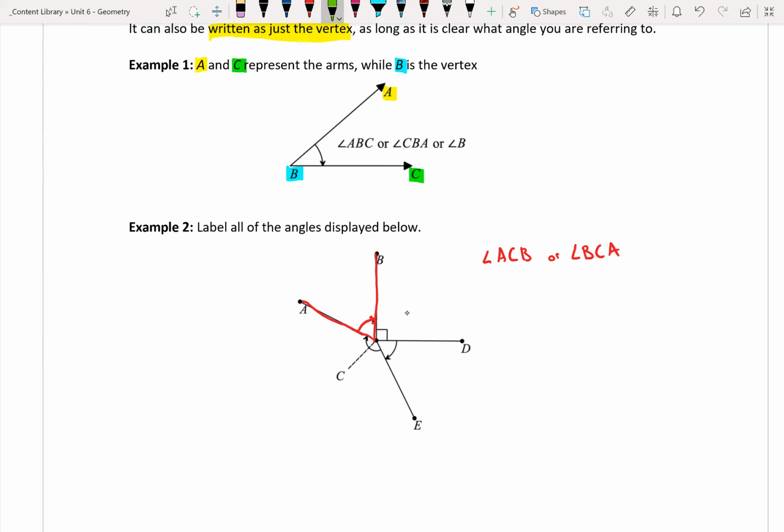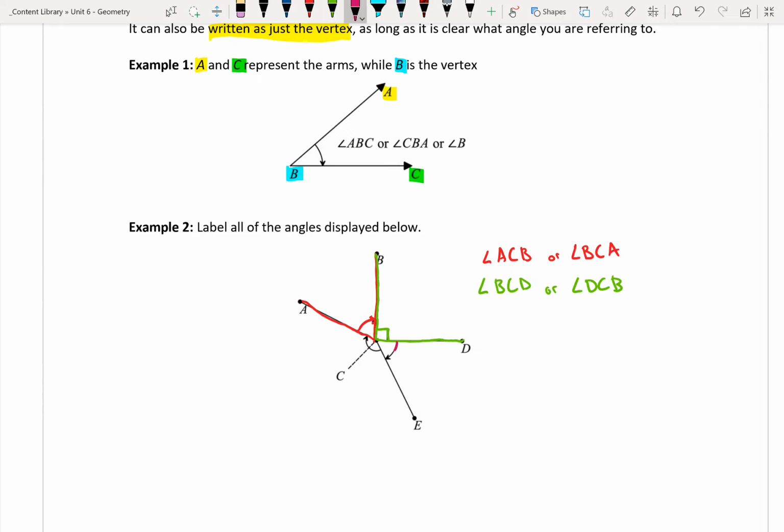For my next angle, we'll use this right angle here. Again, I can't just say it's angle C because it could be any of these angles. So I'm going to use the 3-point system. I start at the end of one arm, B, C, D, or if I go in the other direction, angle DCB. The main thing is that the middle letter is that vertex.